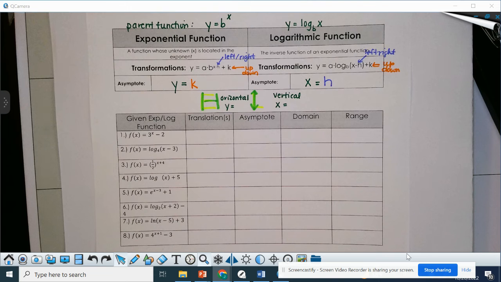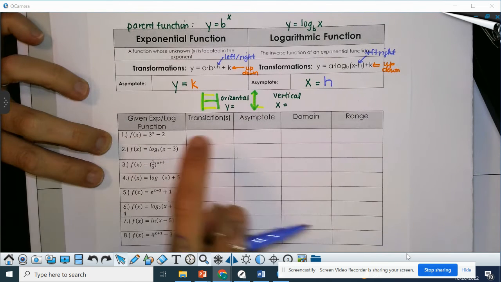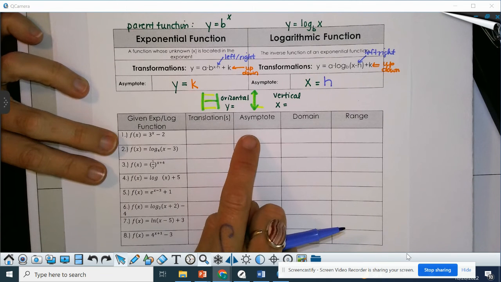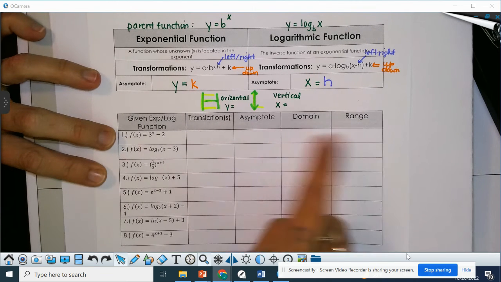But again, exponential is horizontal, so y equals k, and a logarithmic is going to be vertical, which is going to be x equals h. So I'm going to use these, and we're going to skip over to asymptote because that's what we asked about first. Then after that, we'll go back, and if you want to hang out, stay in the video and check it out.